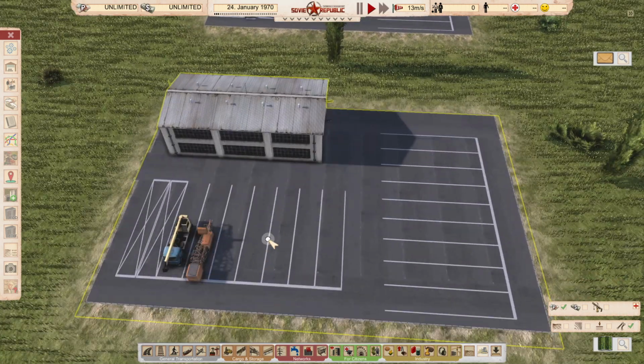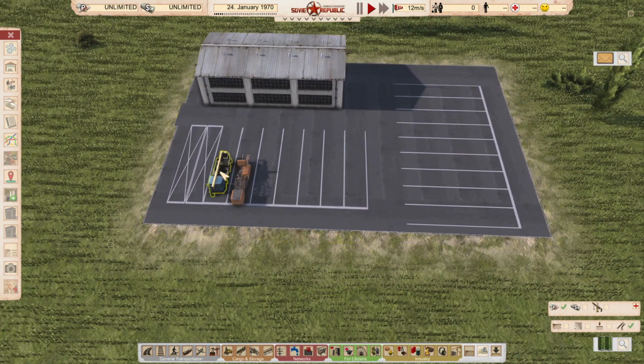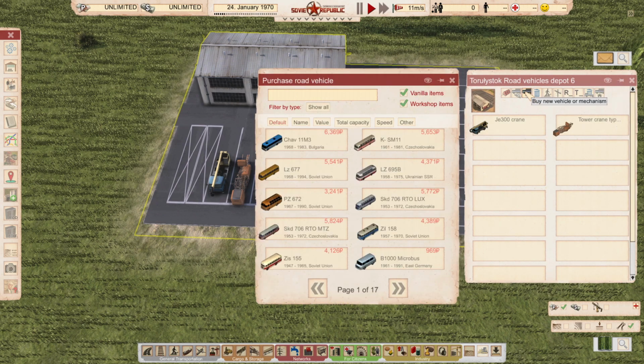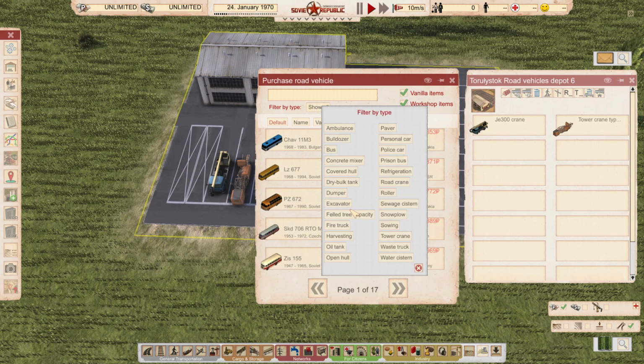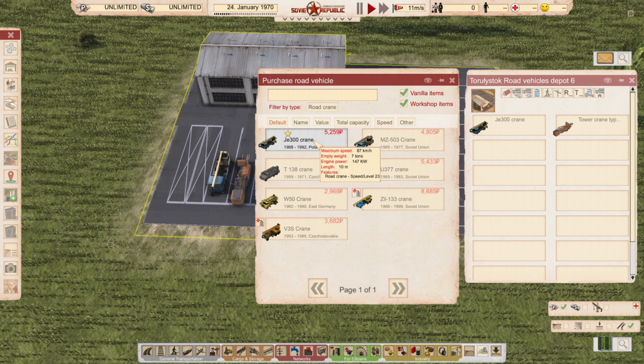The final type of vehicles we have are cranes. Now, cranes are a special type of vehicle when it comes to their speed level. So if we come in here and look at road cranes, you'll notice they have a speed level. Whereas for bulldozers and such, their speed level represents the amount of work they can do on their own, cranes require workers to operate. And so what their speed level represents is the maximum number of workers that they can multiply their work by, a little bit over 5. So this particular crane here can multiply the work of up to 23 workers.